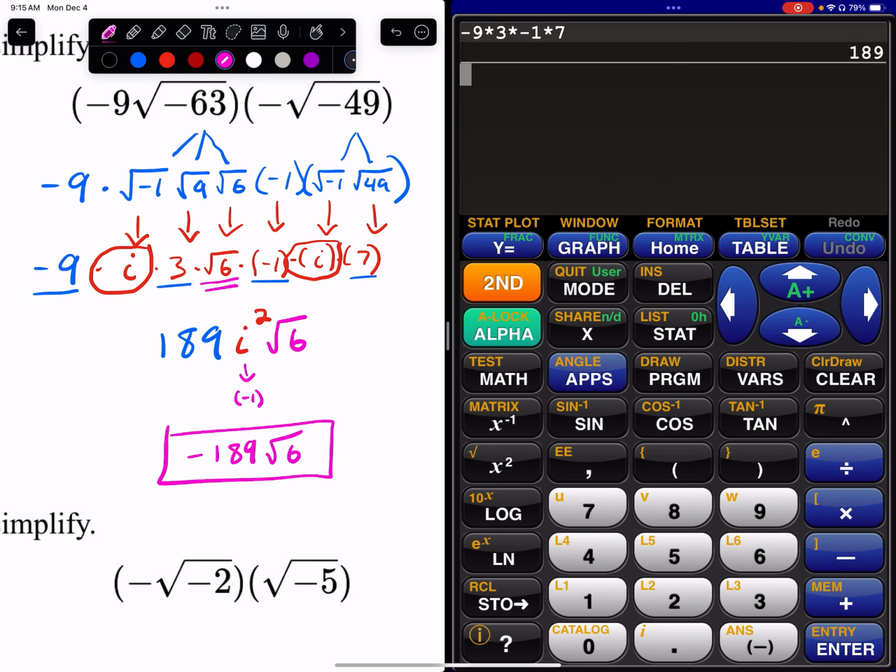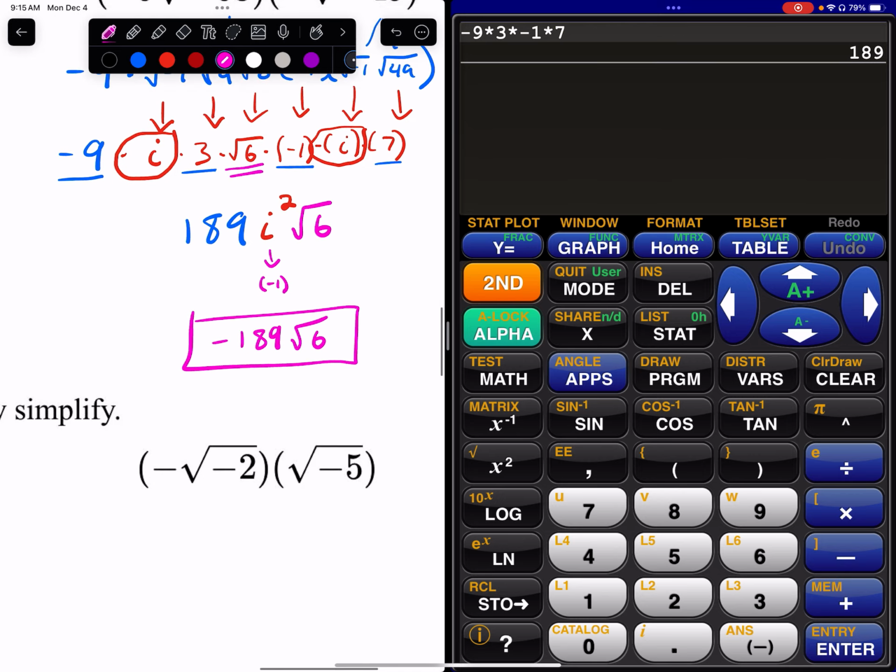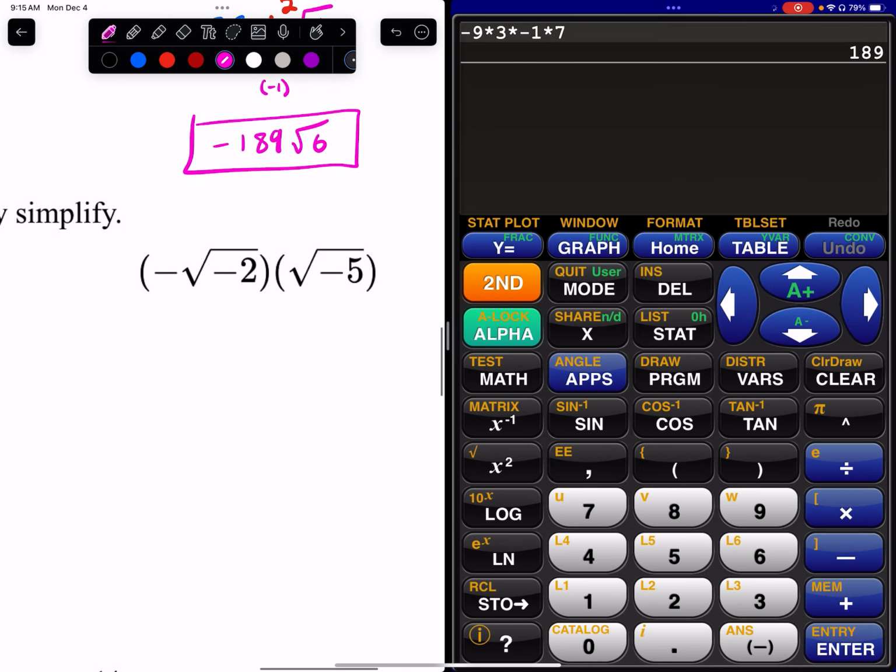Okay. Moving on to one that's a little bit simpler, but might be a little bit confusing at first here. So what can we do here? Well, the negative is going to remain on the outside, negative 1. This can get separated into the square root of negative 1 times the square root of 2. And then this gets separated into the square root of negative 1 times the square root of 5.